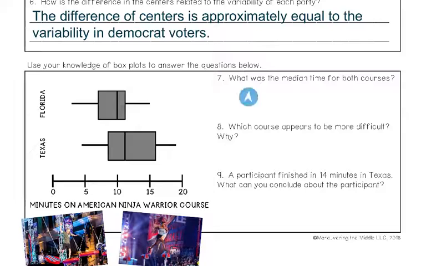So the first question says, what was the median time for both courses? Go ahead and pause the video now and try to find that. Press play when you're ready to check. You can see that the median of the data set is the line within the box. For Florida, it's 10. For Texas, it's 11 or 12. I would go for 12 on this one.